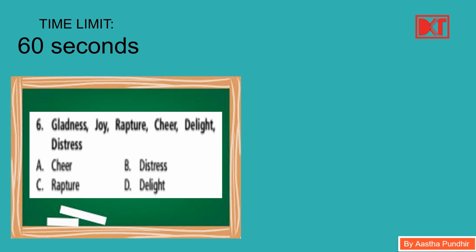Okay, so the next set of words say gladness, joy, rapture, cheer, delight, distress. Here, this antonym, or we can say the odd one out, is B, distress. The other words like gladness, joy, rapture, cheer, delight, all of them mean a feeling of happiness and being satisfied, enjoying something. Whereas distress means being upset and being sad about something.